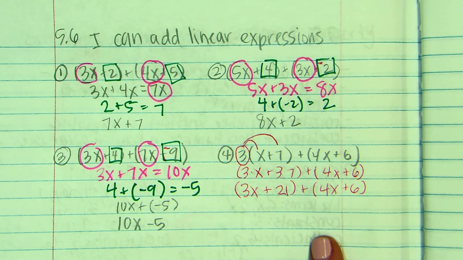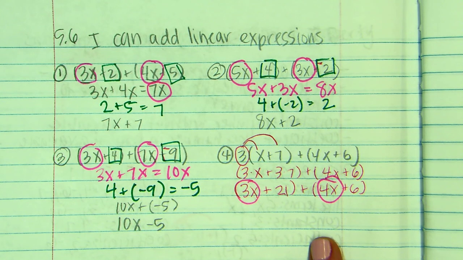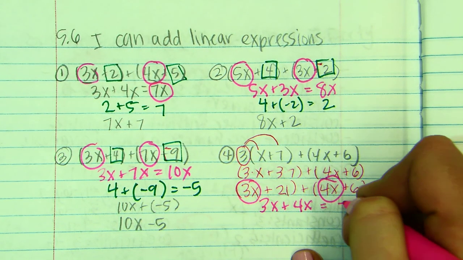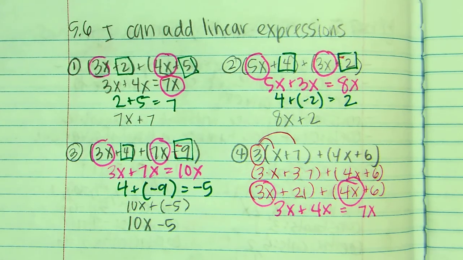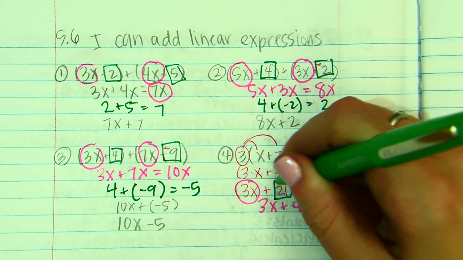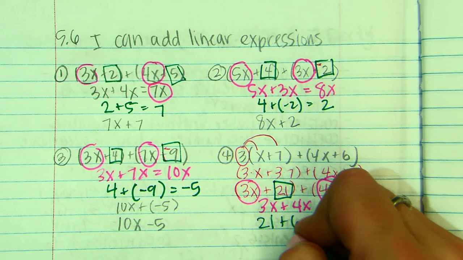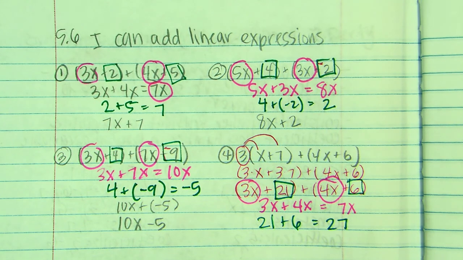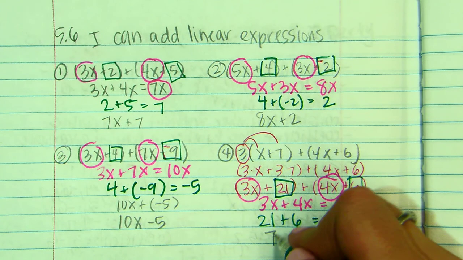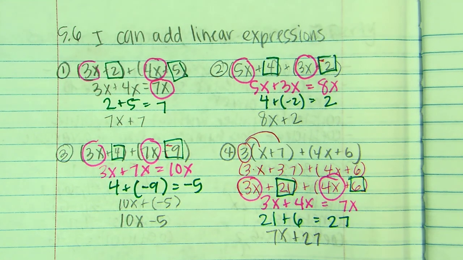Now I'm going to look for like terms again. This term will go with this term because they have the same variable. So I have 3x plus 4x, which is 7x. And then the 21 will go with the 6 because those are both constant terms, so I have 21 plus 6, which is 27. So when I put this into one expression, I have 7x plus 27, and that can't be simplified anymore.